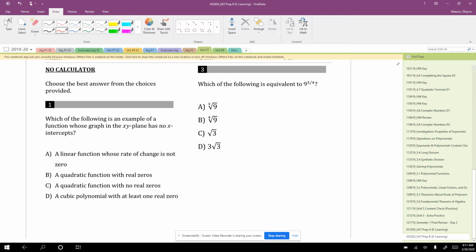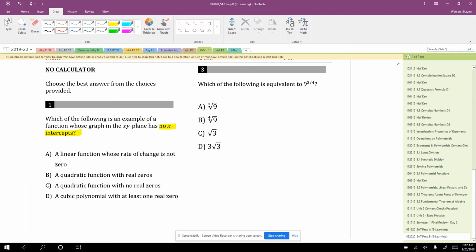The first one says, which of the following is an example of a function whose graph in the xy plane has no x-intercepts? So there's obviously no calculations here. And actually, I should have said the first three problems were no calc. So the key here is x-intercepts. We know that x-intercepts are visually when the graph crosses the x-axis. We know algebraically that it's when y equals 0. So when it crosses the x-axis, that's when y equals 0.